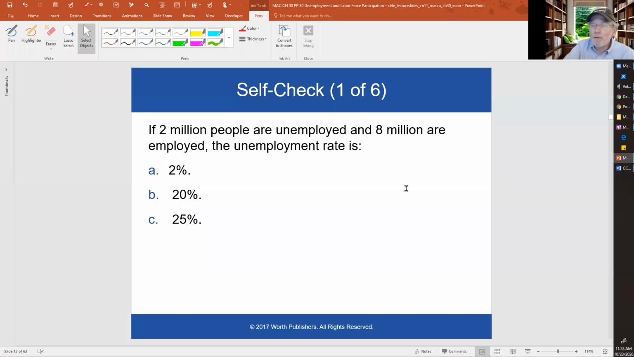And here's another example. You have 2 million people who are unemployed. Okay? We know that's going to be important. 8 million who are employed. We're asked for what is the unemployment rate. You could have other questions that ask you how many people are unemployed or something like that. So always read carefully to see, what am I supposed to find? Here you want the unemployment rate.